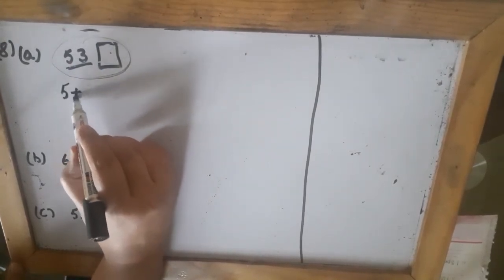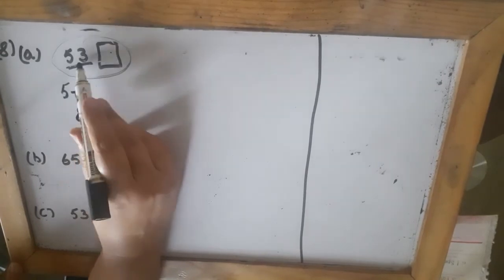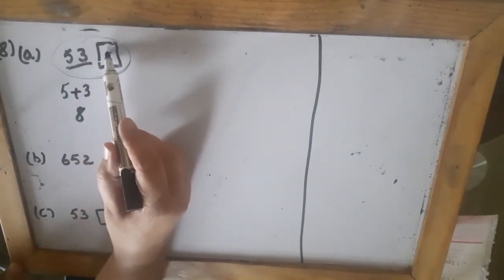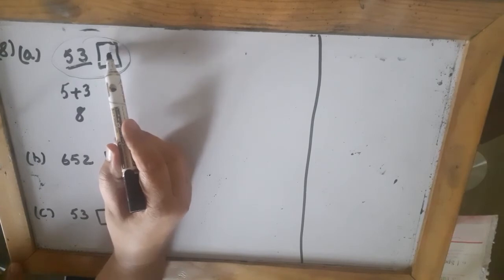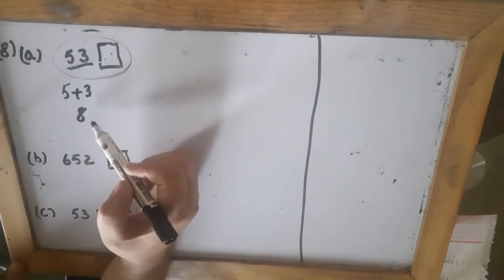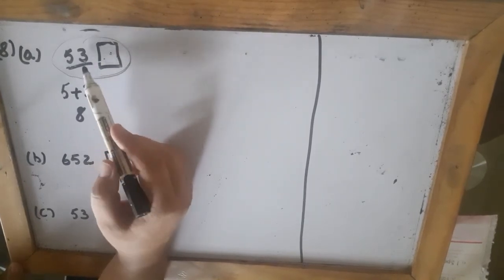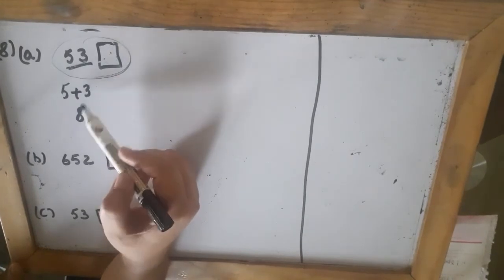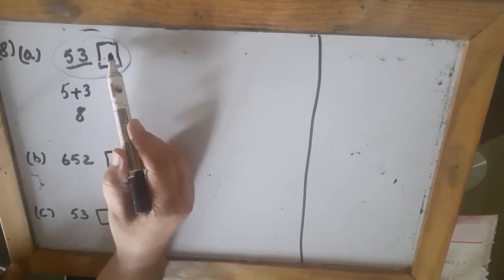So 5 plus 3, I have 8 over here. 5 plus 3 is 8. So I have to add such a digit here that when I add all the 3 digits, it should be divisible by 3, right? Since I have to fill the greatest digit, I'll start from the greatest digit. Let me fill this with 9.